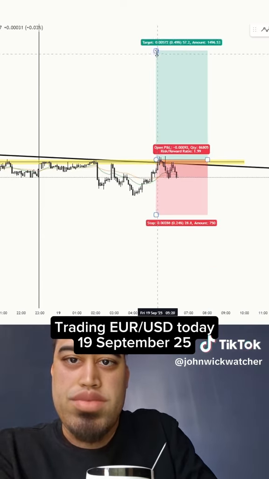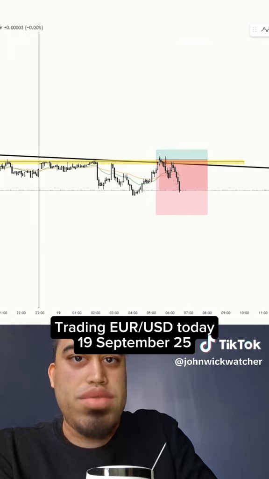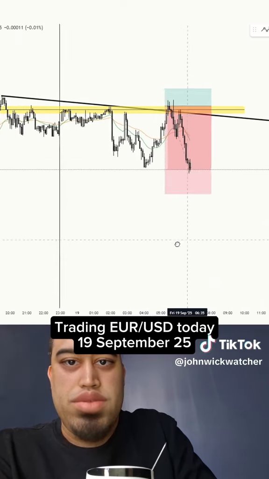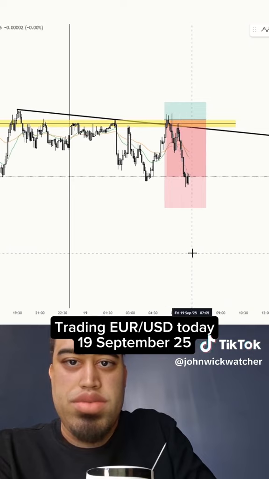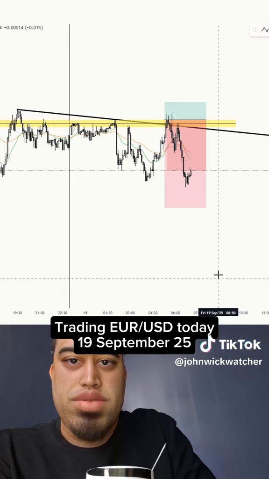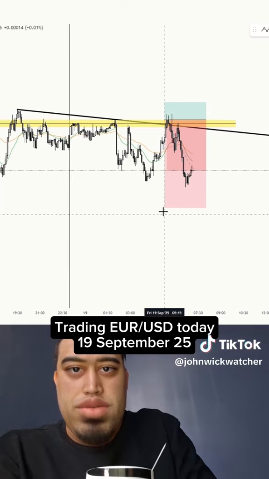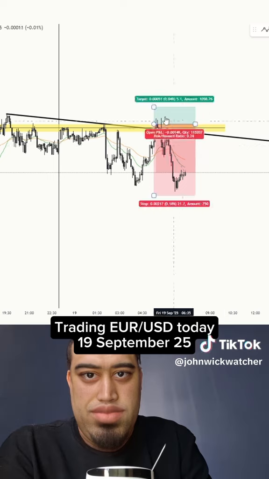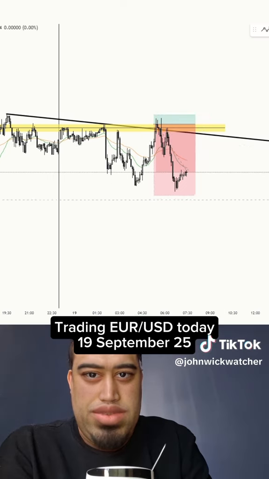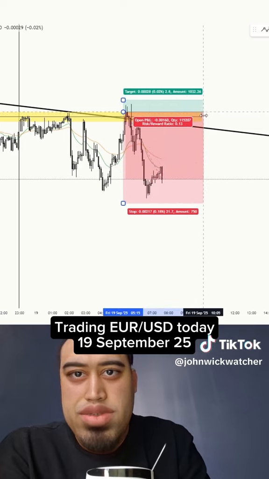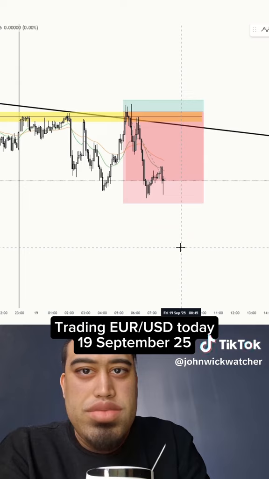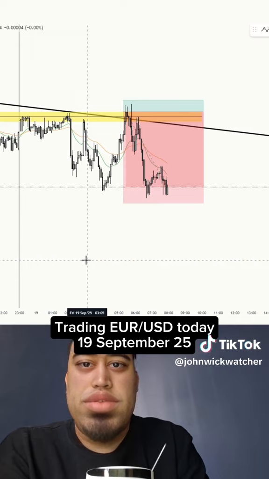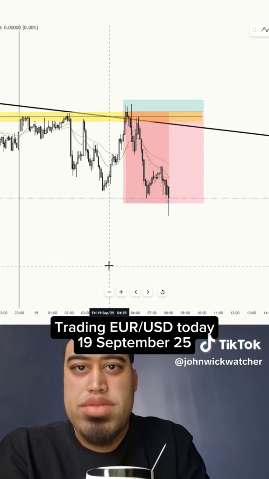Okay, maybe we should give it some room, and maybe my TP is a bit too high, you know. Maybe we should go with a smaller one here. Okay, this is normal. This is normal. This is what my mentor taught me. This happens in the markets. It's normal. Not every setup is going to work. So this is just part of the experience of trading.